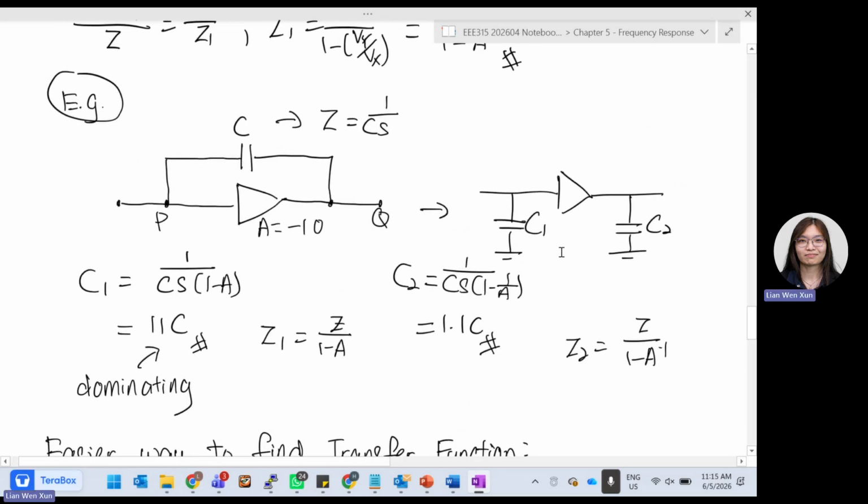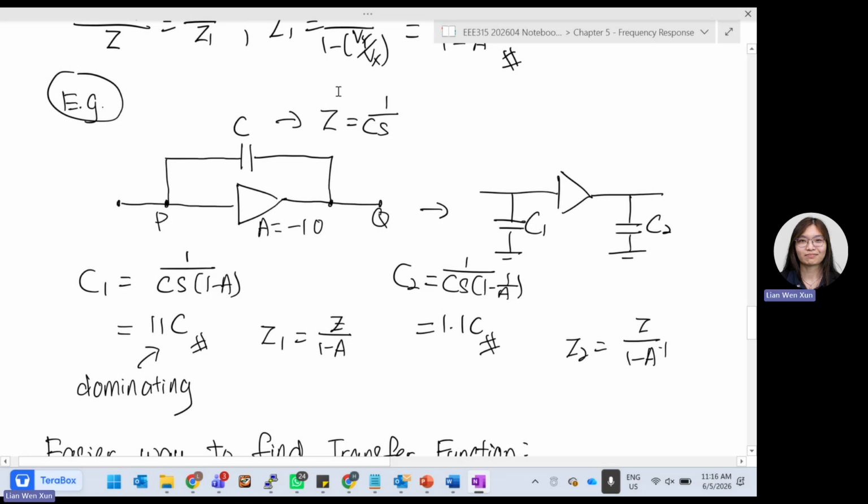Okay, so there's one example over here. Let's say we have an amplifier. The triangle part is the amplifier. And then we have one capacitor connected between the input and the output of the amplifier. So there's one capacitor here. And we know the impedance for a capacitor is equal to 1 over Cs. S is j omega, so 1 over j omega C.